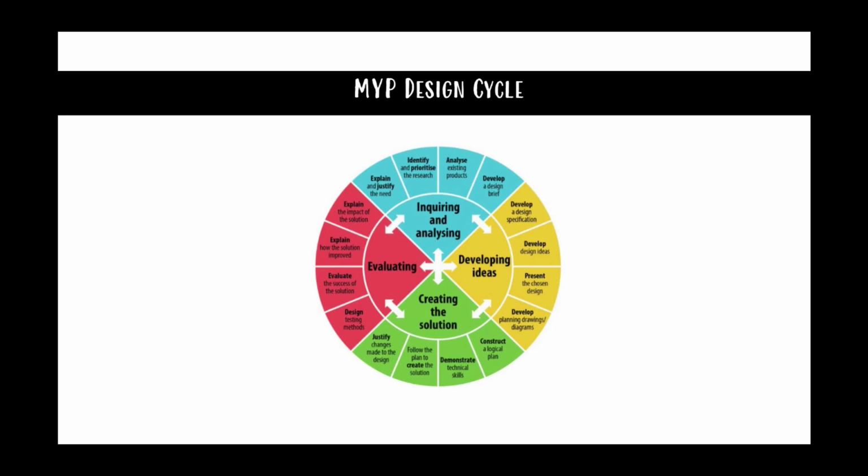Let me first tell you a little about one of my favorite subjects, design. The design subject has a cycle that we follow in order to produce a final product. This cycle consists of 4 stages: inquiring and analyzing, developing ideas, creating the solution, and evaluating. In each stage, we follow certain steps, which differ from stage to stage depending on what the stage is about.